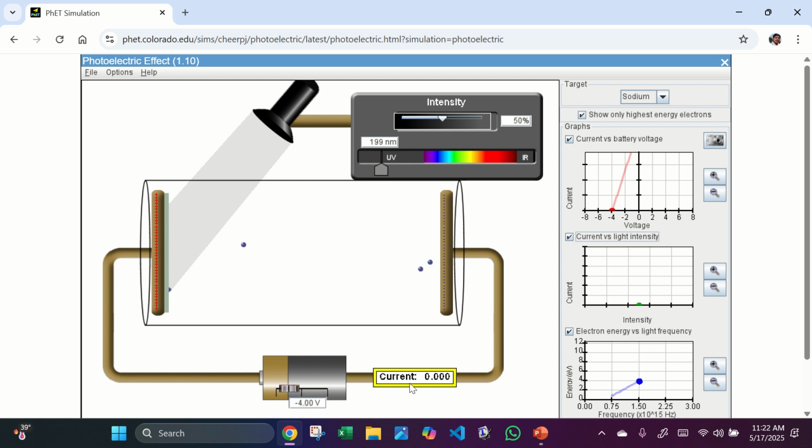So what we understood is that at this reverse voltage, even the fastest electron is unable to reach the collector, bouncing back. So finally our conclusion is that at a given intensity, if we increase the energy of the photon, or you say frequency of the photon, the speed or the energy of the electrons increases. To stop them from reaching the collector, we need to give more stopping potential, reverse potential. That's it.